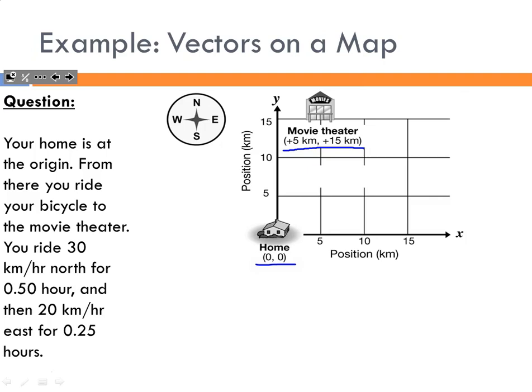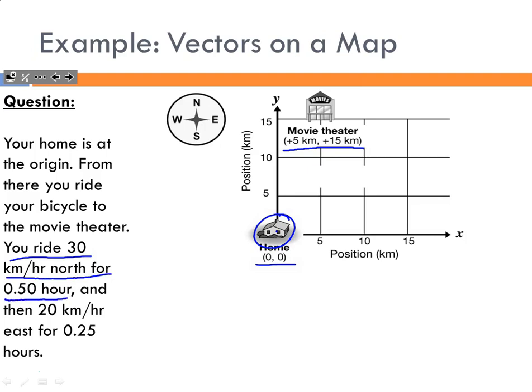So the first thing they asked themselves is, let's go back to what question am I looking for? My question was, I want to know, going from home, which is my origin, where did I go vector-wise on a grid? So what do I know? It says, from there you ride from my home, which is my origin, I'm going to ride on my bicycle to the movie theater. You ride 30 kilometers per hour north for 0.50 hours.